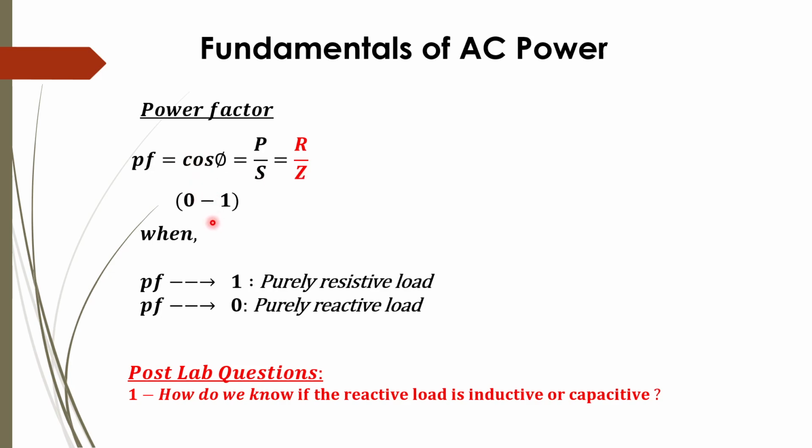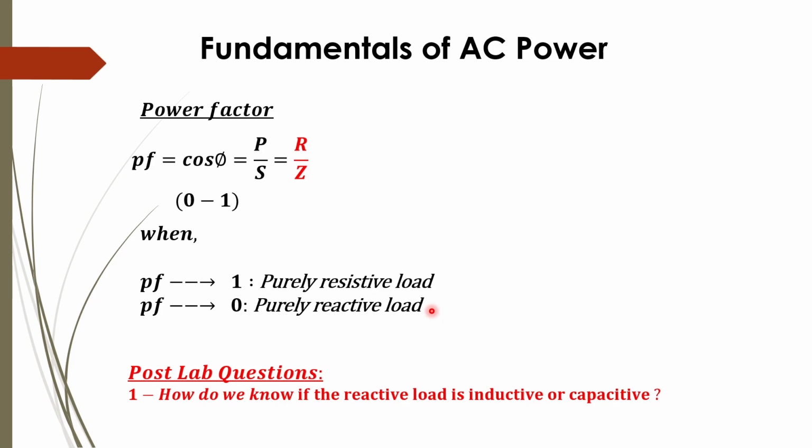So what useful information can we get from power factor? When power factor equals 1, this means your cos phi equals 1, and that is only possible when both of these components are equal. So they cancel out each other and you get 1. That means in that case, your total load is purely resistive. There is no reactive power being consumed by that circuit, or you can say it is a purely resistive load with no reactances at all.